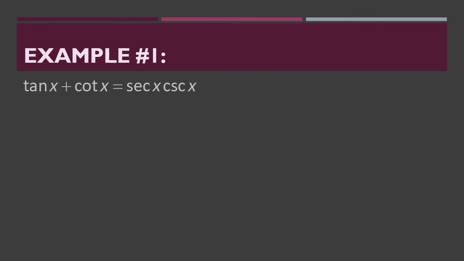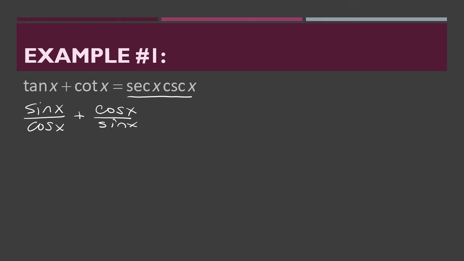So you have two choices here. If you look at that note card, you can use your reciprocal identities and turn tangent into 1 over cotangent, or you can turn both of these into sines and cosines. Today, I think I'll turn both of these into sines and cosines. So I know that tangent x is equal to sine x over cosine x, and I know that cotangent x is equal to cosine of x over sine of x.